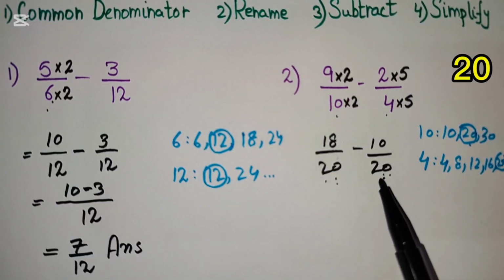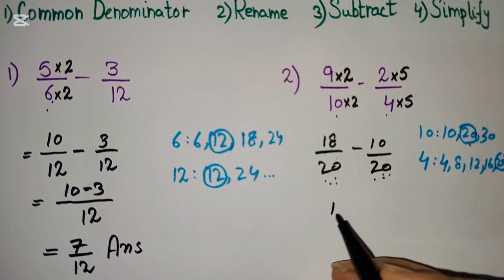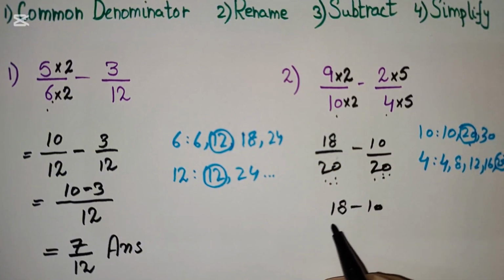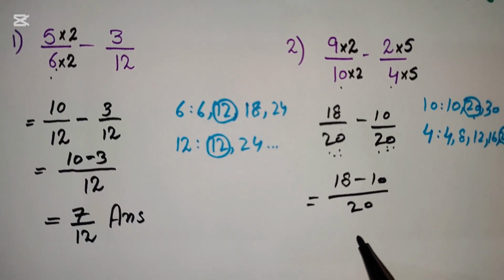The bottom number is common, the same, so we just subtract them. It means 18 minus 10, and the bottom number will be the same. So 18 minus 10, we will get 8 over 20.